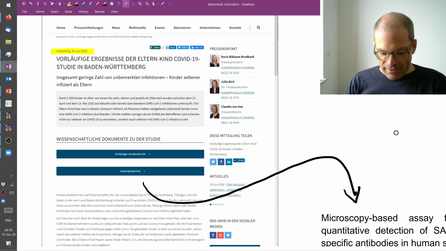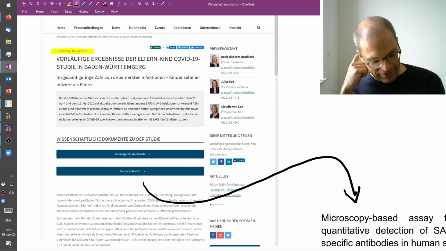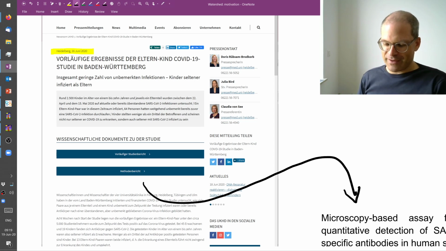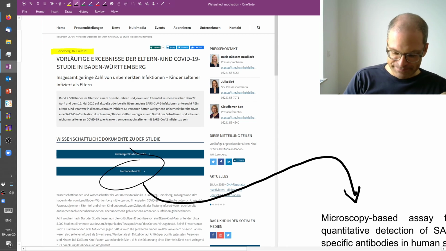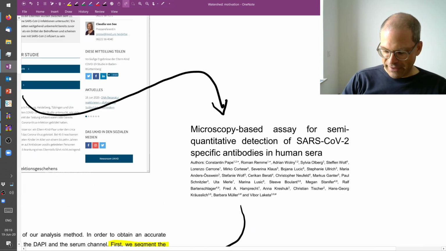All right, and now on this press release website, you see two things. The result of the study, a preliminary result, which is that out of the 5,000 people tested, only around 60 had antibodies against the COVID. And even though they were living in the same household, there were more parents than children. So the conclusion was that children are not a dominant factor in the spread of the infection. And there is a Methodenbericht, a methods description.